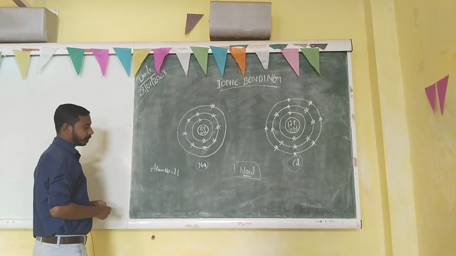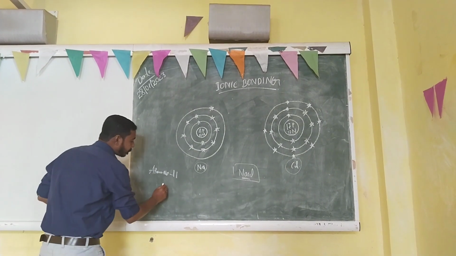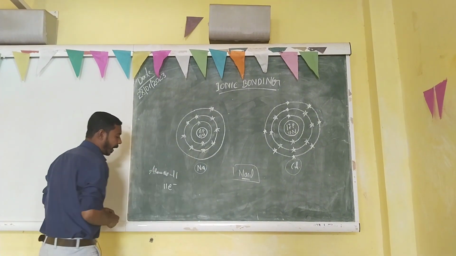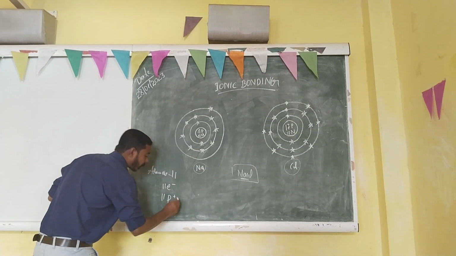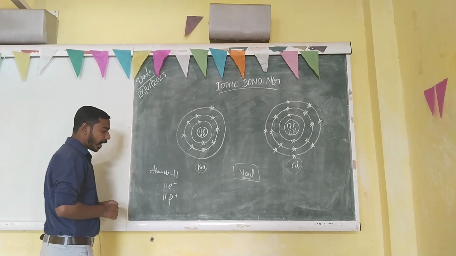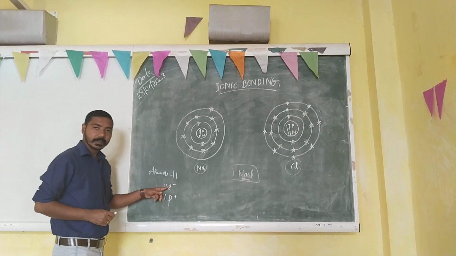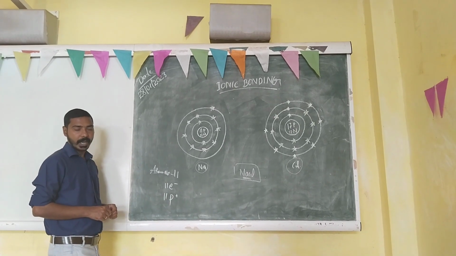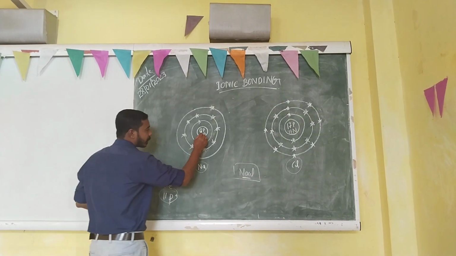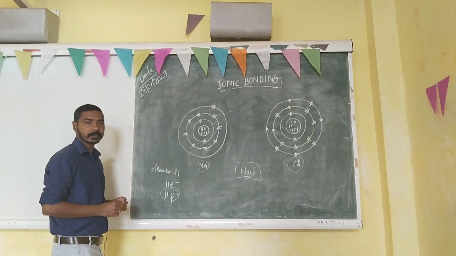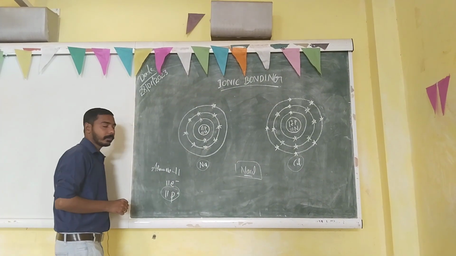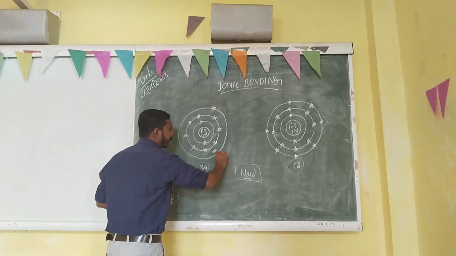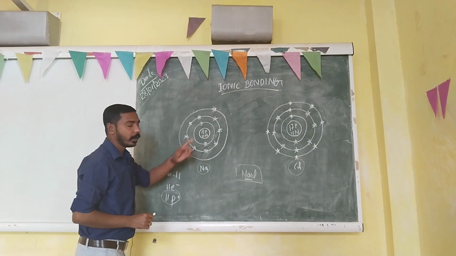So, there are 11 electrons in a sodium atom and 11 protons. Electrons have the negative charge and protons have the positive charge. The protons are arranged at the center of the atom, while the electrons are placed in orbits or shells around the center of the atom.